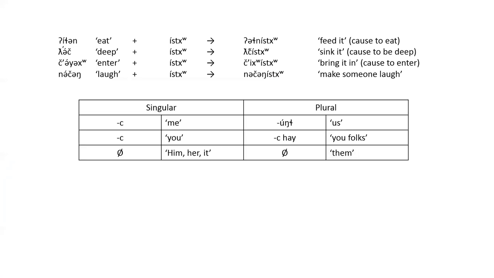The object suffixes that allow the east suffix are the same as those that appear with the basic T transitive. So here's that chart again. The final X of the raised W of the east suffix drops off when any object suffix is added. It also drops off when the S subject suffix is added. So for example, ashlenist plus the S suffix becomes ashlenists. The T as well as the X and the raised W of the east suffix drops off when the C for me or you object suffix is added. For example, ashlenist with that C suffix becomes ashlenists.